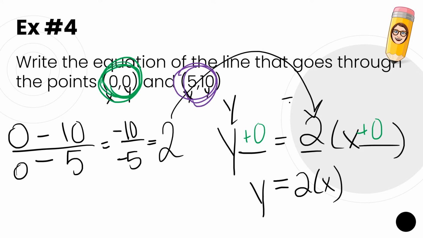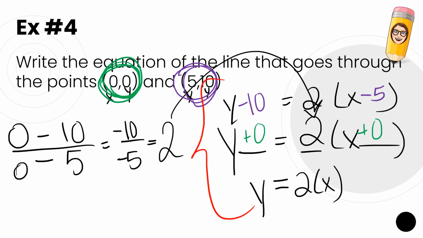But let's also say, what if I did pick the second point? What would that look like? I'd still have a 2 here, but then my x would be a -5 and my y would be a -10. Guess what? Any of these are okay. You pick one, stick with it.